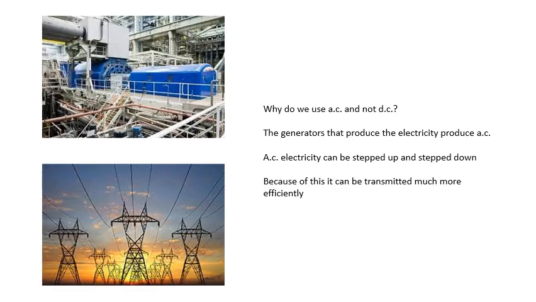Why do we use AC and not DC? Well, there are some big advantages to alternating current. First of all, the generators that produce the electricity, they produce alternating current. There's like a large coil rotating very quickly inside an electromagnet, and that produces our 50 hertz alternating current. Later on, we're going to talk about transformers and the fact that AC can be stepped up and stepped down. You can make it bigger and smaller, and because of that, you can transmit it much more efficiently on the national grid. That's in another video coming soon.